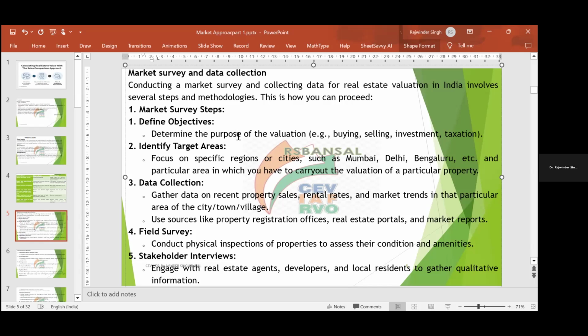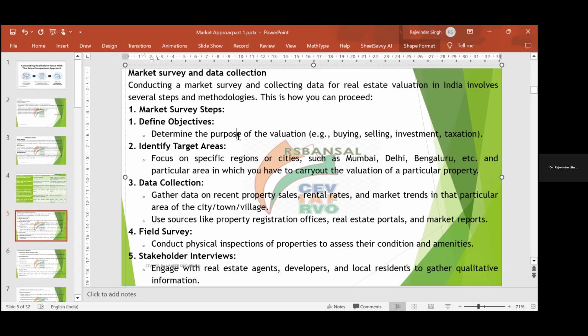Once you define your objective, then you identify your target area. To which area you have to target. Focus on specific regions or cities such as Mumbai, Delhi, Bengaluru, etc., and a particular area in which you have to carry out the valuation of a particular property. You have to choose the city and then from the city, the area nearer to the property of which you have to do the valuation. So that is identifying your target area, second step.